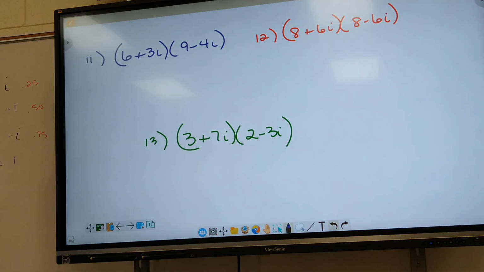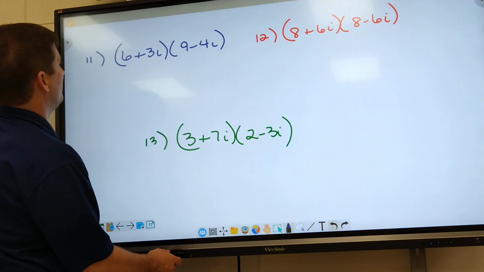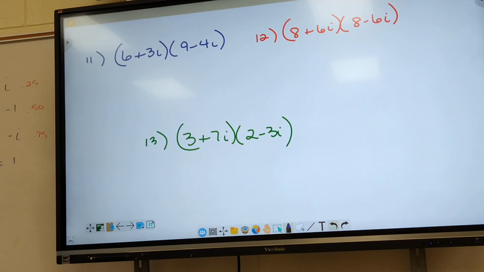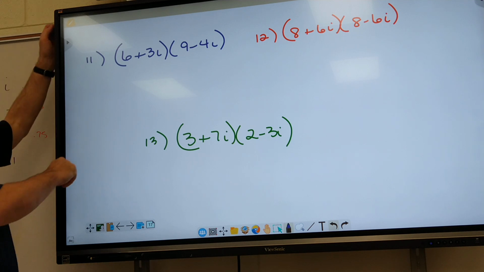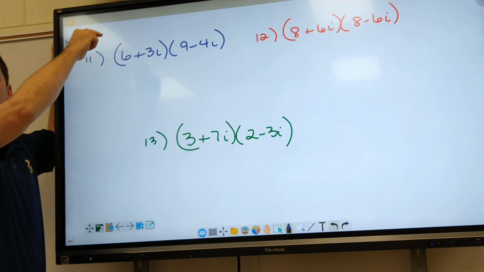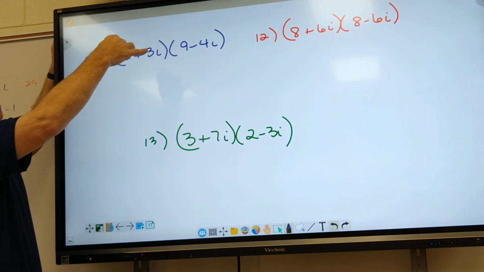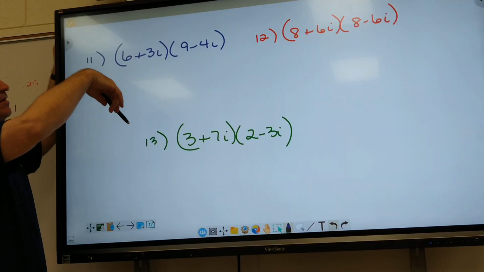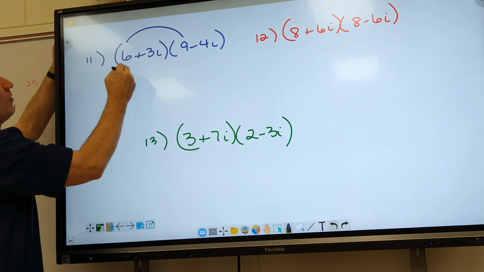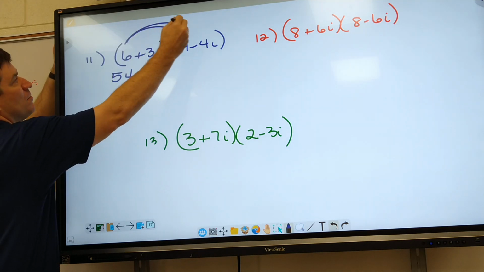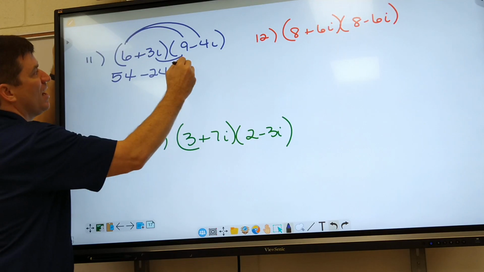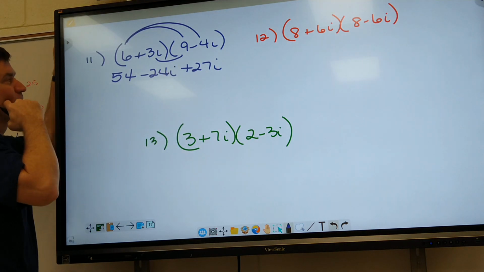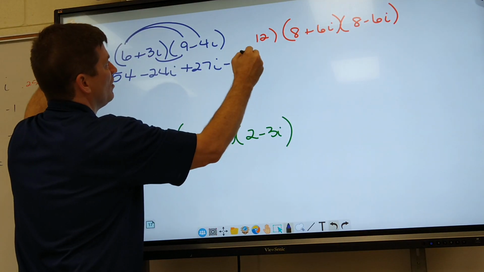We just did these, Hannah, like 2 weeks ago. Nathan White, what do I have to do on number 11? You remember? I think you did this on the test. All y'all have to do is FOIL this out. So watch, I'll do 11, then maybe y'all can do 12 and 13. So Hannah, 6 times 9 is 54. 6 times 4, that's -24i. 3 times 9 is 27i. 3 times 4 is -12i squared.